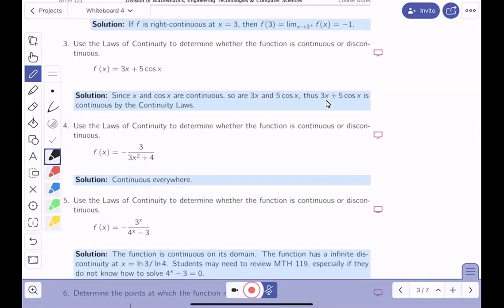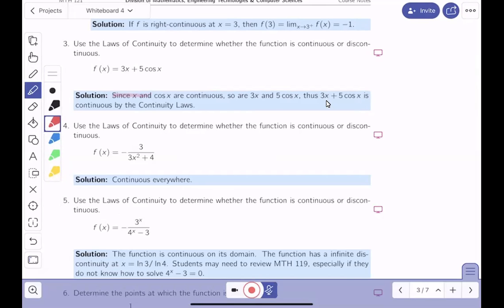It says use the laws of continuity to determine whether the function is continuous or discontinuous. Well, what do I have? Basically I'm adding a line to a trig function, and both of those functions are continuous on their domains. So this whole thing is continuous on the domain. All right. Let me just read this to you to make sure it's written down for you. So it says since x, it's a multiple of x, it's 3x.